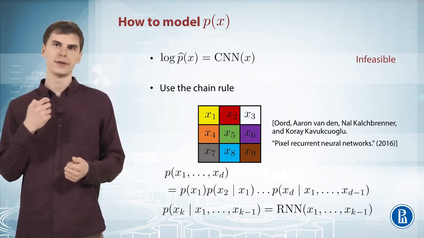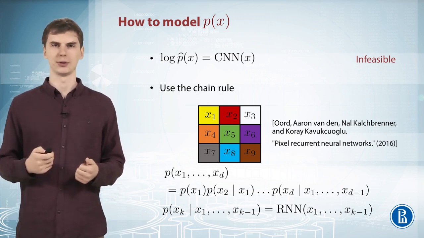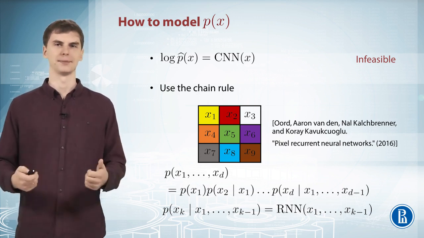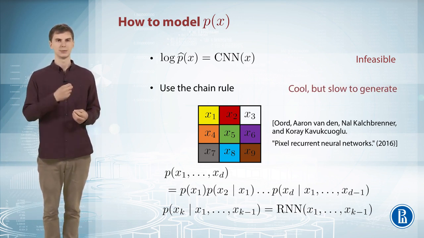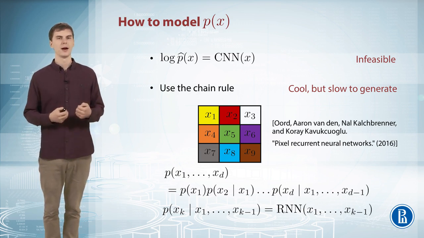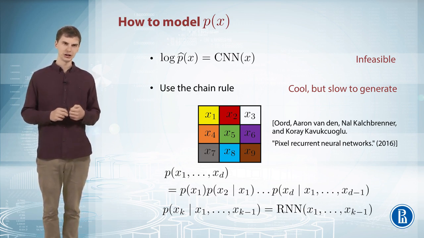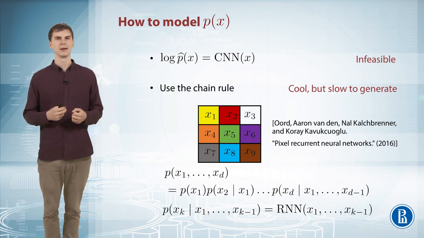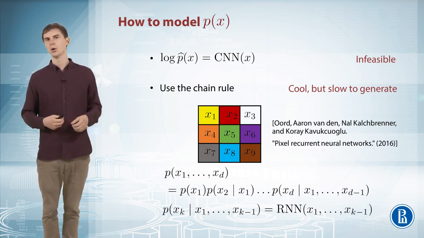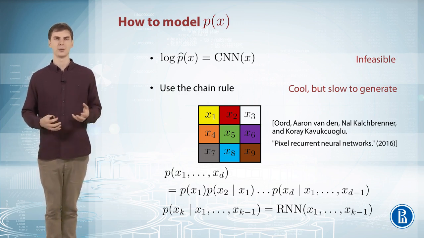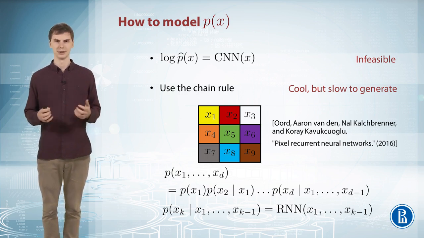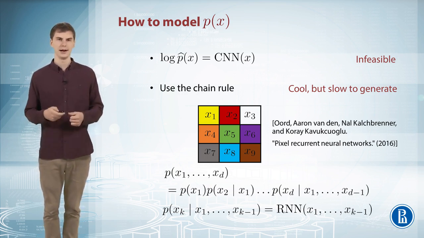But a downside of that is you have to generate your new images one pixel at a time. So if you want to generate a new image, you have to first of all generate x1 from the marginal distribution of x1. Then you will feed this just generated x1 into the RNN. It will output your distribution on the next pixel, and so on. And so no matter how many computers you have, generating one high resolution image can take minutes, which is really long. And so we may want to look at something else.